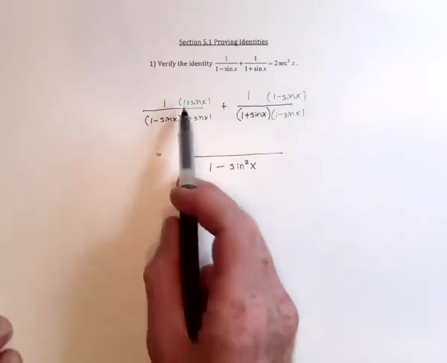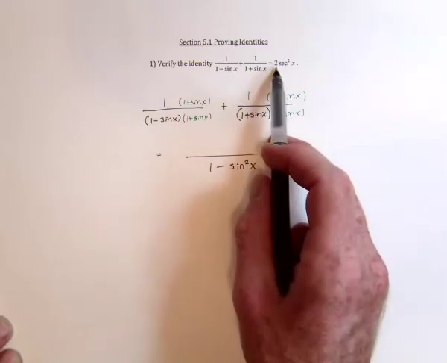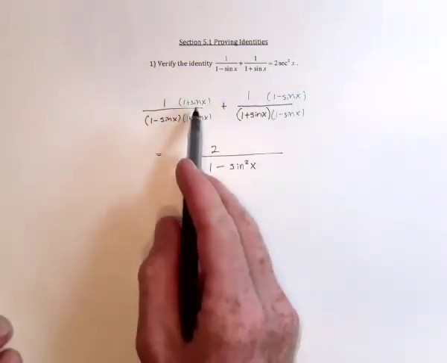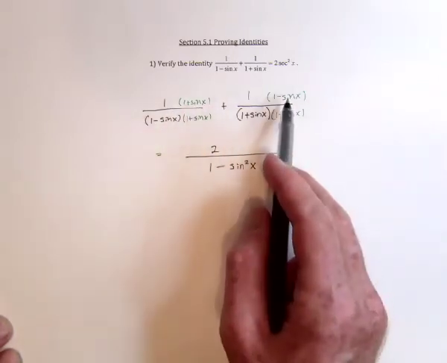And then for the numerator, we've got a 1 plus a 1. That's going to be that 2. And in here we've got a positive sine x plus a negative sine x, so they actually cancel.